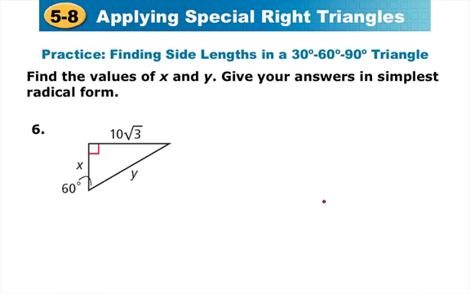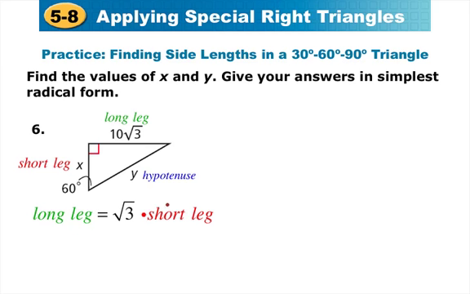Again, same directions. 30-60-90 triangle. If this is 60, this has to be 30 degrees. Highlight the sides. Apply the formulas. So now I'm going to work with the long leg and short leg, because I had the relationship between the short leg and the hypotenuse, but they're both variables, so I'm not going to get anywhere. But here I'm given the long leg, so I can find x.